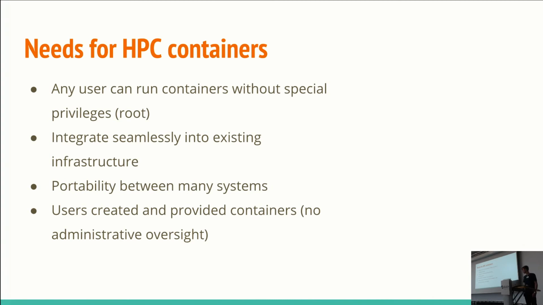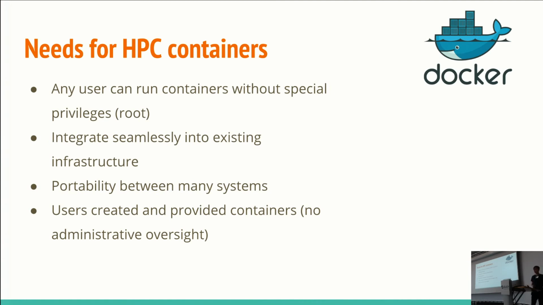So the first thing I investigated was Docker. I'm sure everybody is probably familiar with Docker in some respect. Docker is the industry standard for containers. So we went through the checklist, and the first one, okay, checks the box. The second one was a problem for us because for Docker properly, we were probably going to have to look at a different scheduling manager than what we were already using, which was Slurm. Third, it's portable between many systems. Yeah, Docker fulfills that. And fourth, users can bring their own containers. Yeah, Docker fulfills that too.